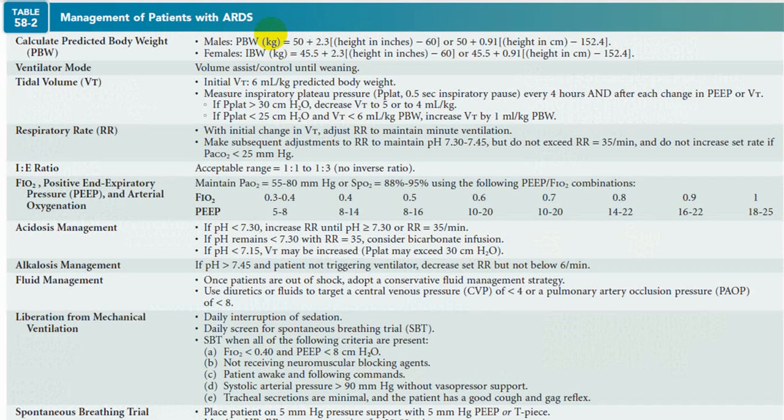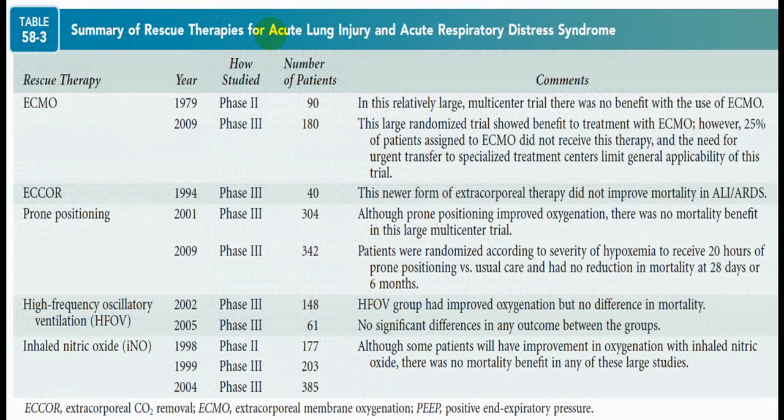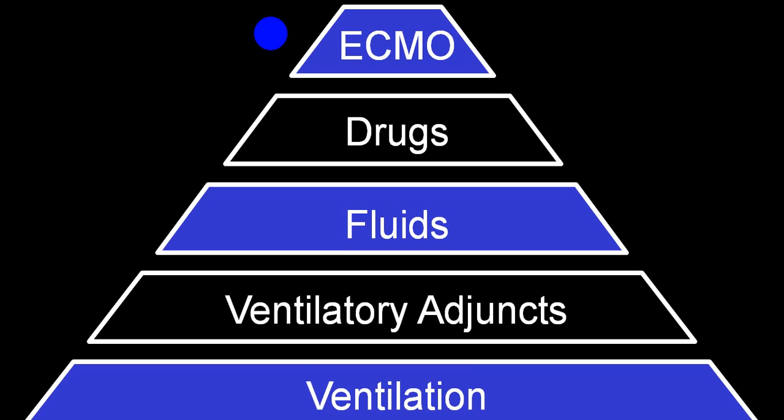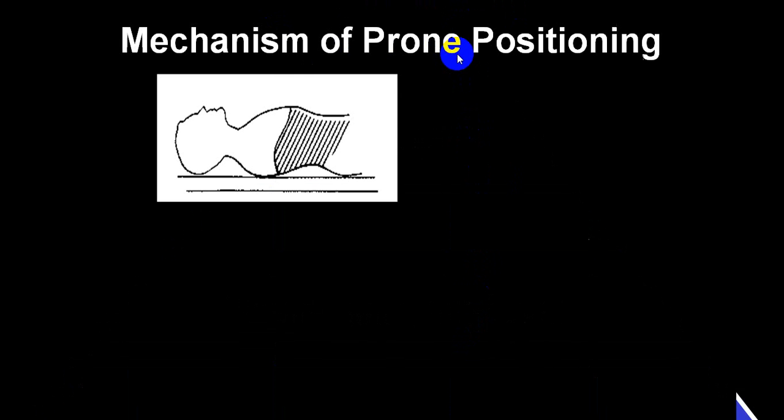These are all the things mentioned in detail regarding ventilatory support, treatment of ECMO. You can go for ECCOR, high frequency oscillatory ventilation, inhaled nitric oxide. These are all the different treatments. But basic mechanical ventilation is followed by ventilatory adjuvant, fluid therapy, drug therapy, and last is ECMO.